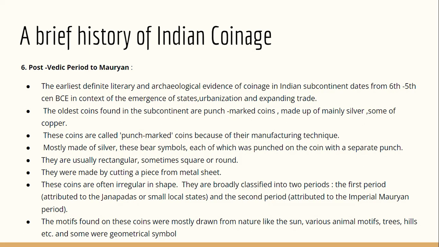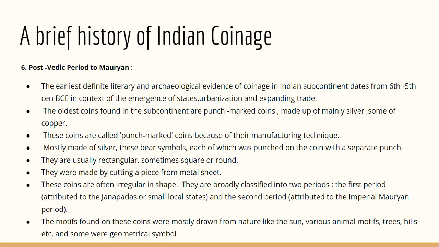So mostly these coins were made of silver, and they bear symbols, and each of these symbols was punched on the coin. So there is a coin, a piece of metal, and on top of it you are punching symbols separately with the help of a die. So such coins are called punch mark coins.